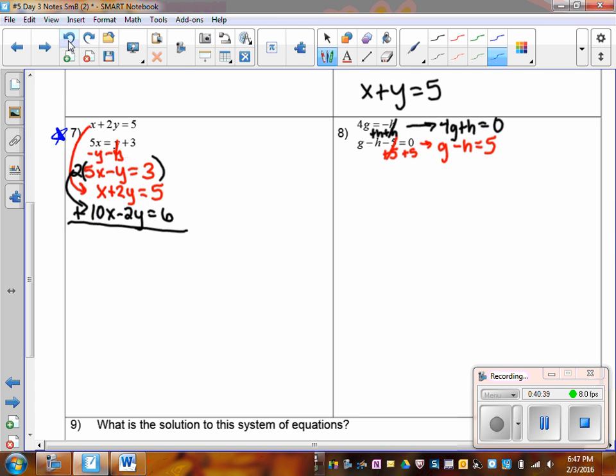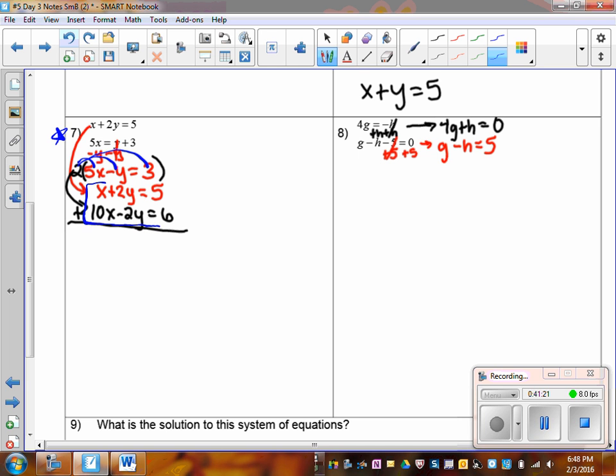Now after I got them all in the same column, I rewrote my top equation so that I could focus on that. And now we're trying to accomplish that they have opposite coefficients. I could actually change either equation. I could multiply my top equation by 2, so I get my y's to be opposite coefficients, or I can multiply my bottom equation by -5. I went ahead and chose to multiply the top equation by +2. So 2 times 5x gave me 10x, times -y gave me -2y, and times 3 gave me 6.